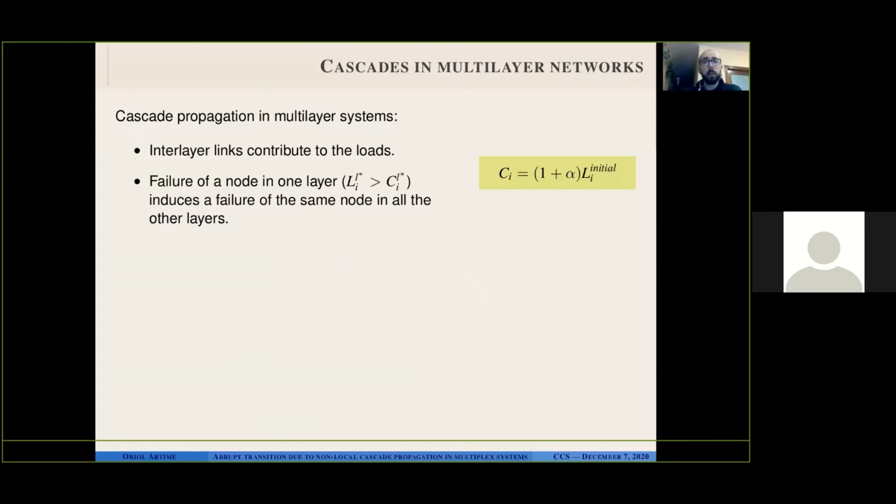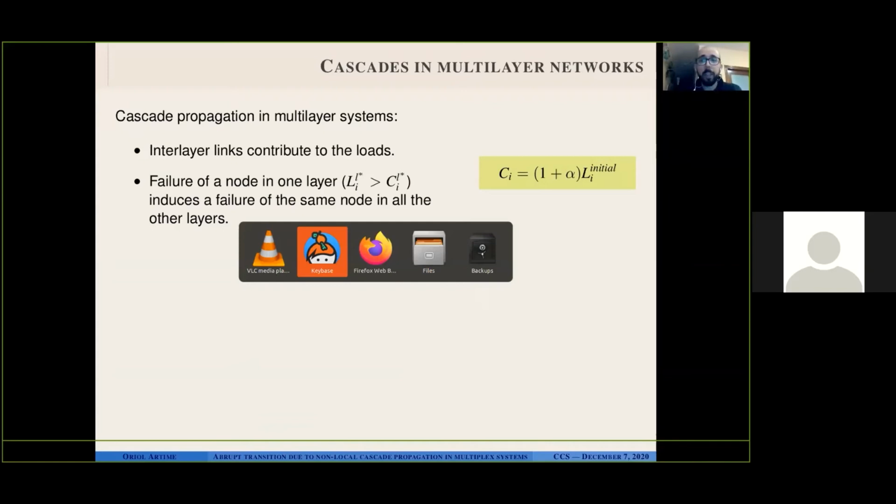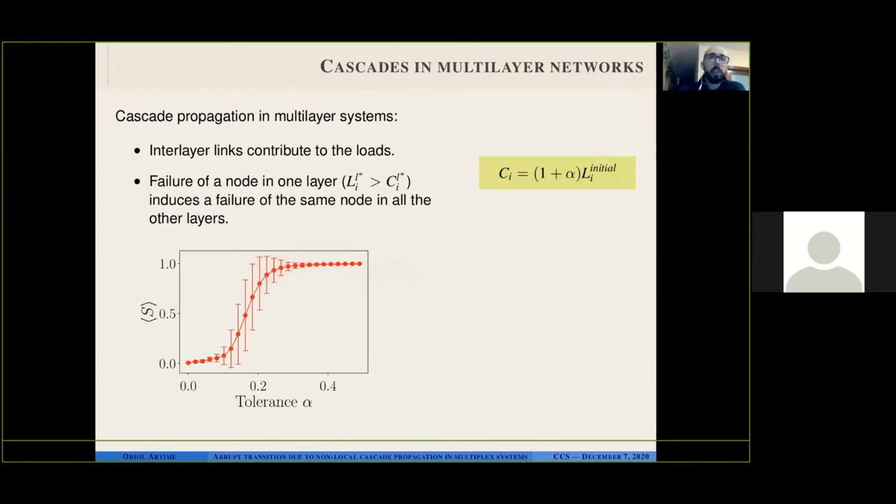So I said that we want to analyze cascades in multilayer networks, so these rules need to be adapted for this type of topology. We assume that both the interlayer and intralayer links contribute to the load, and that when a node fails in one layer, then the replicas of that node also fail in the other layers. We simulate this process and obtain this. Here I'm plotting the size of the largest connected component of the network once the cascade has stopped as a function of the tolerance parameter.